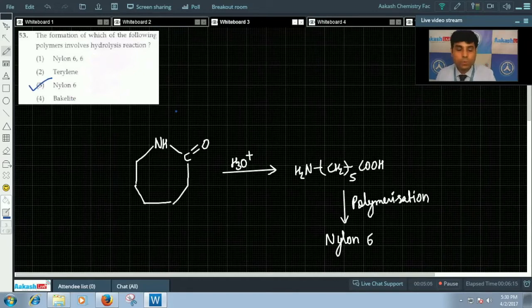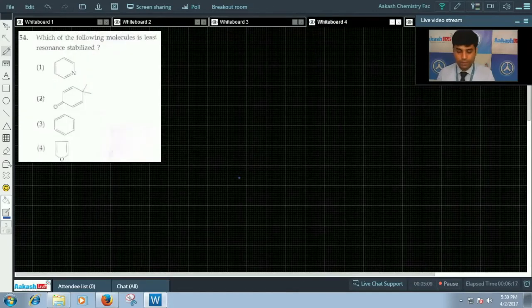Now, let's move to question number 54. In this question, it is given which of the following molecules is least resonance stabilized. If I consider option 1, it is an aromatic structure. Option 3 is also an aromatic structure. It is benzene. Option 4 is also an aromatic structure. Options 1, 3 and 4 are aromatic structures. Hence, they will be stabilized by resonance to maximum. On the other hand, the second structure is non-aromatic in nature. Hence, the correct answer for this question is option 2.